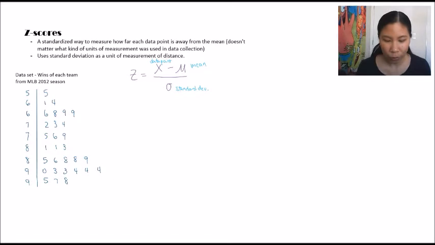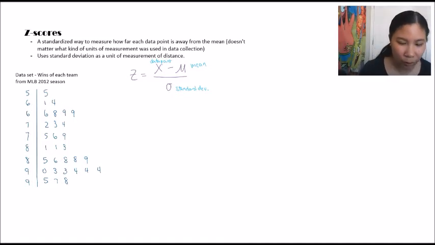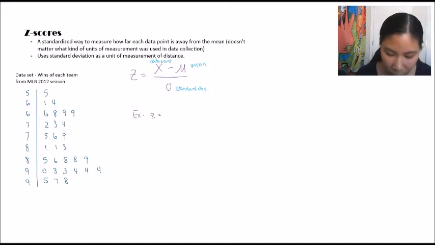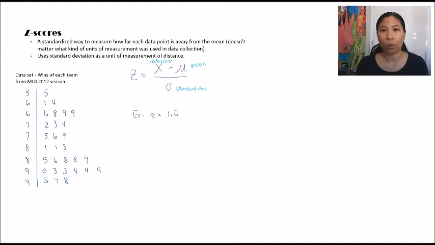So basically, once we know the mean and the standard deviation, we can calculate the z-score for anything. So let me give you a few examples of what a z-score could mean. So let's say we had a z-score of 1.5. Whatever your data set is about, for this example here, we have the wins from each team of baseball. The mean is 81 and a standard deviation of 11.93 that I calculated really quick.